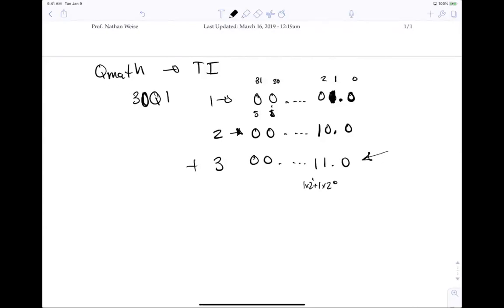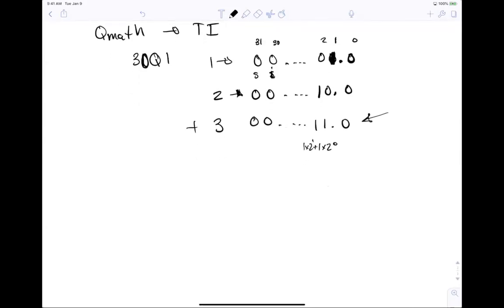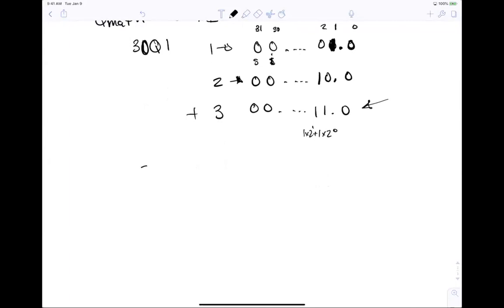Great. Okay, now what if we do something crazy like this? Let's do this 30Q1. And we're going to have 1 again. So I'm just going to copy this. And now let's add 2 to it again. But guess what? I'm going to represent it in 31Q0. Okay, that means there are no fractional bits. There are 0 fractional bits.